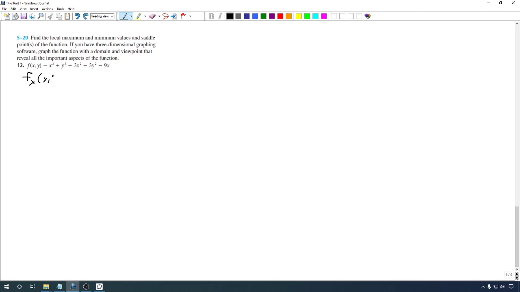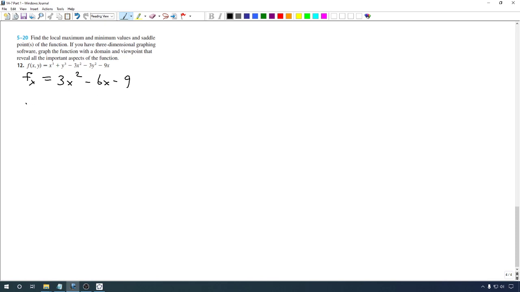Actually, let's leave out the (x, y). We know that's going to be of that. We differentiate this with respect to x. X cubed becomes 3x squared. Y cubed goes away. Negative 3x squared becomes a negative 6x. Negative 3y squared goes away. And negative 9x becomes a negative 9. We are going to set that equal to 0.